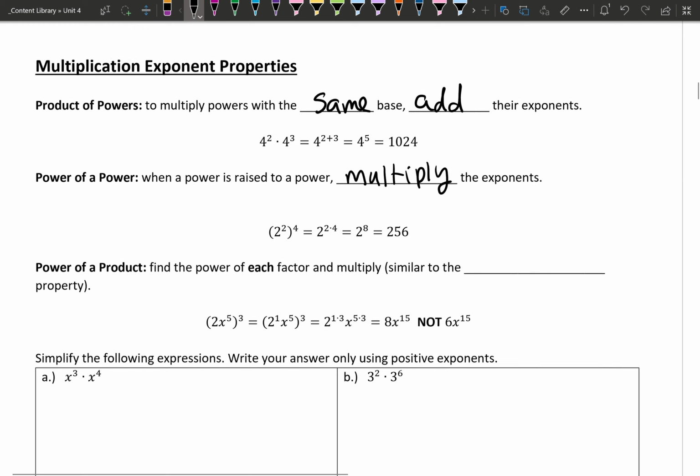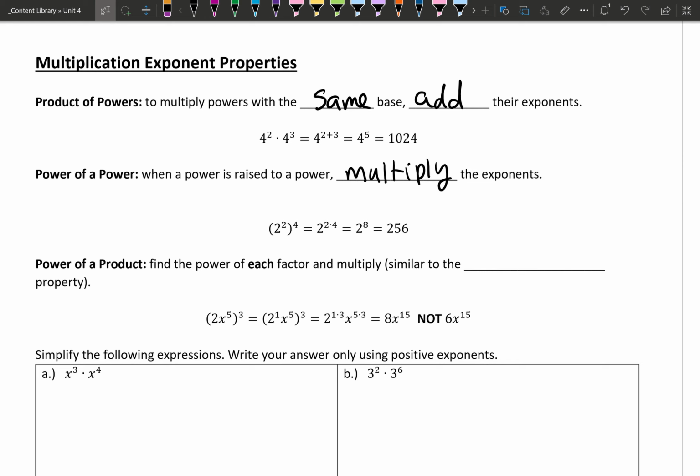The last property I want to mention is power of a product, where you find the power of each factor and multiply it, similar to the distributive property. It's not the distributive property, but it's similar to it.